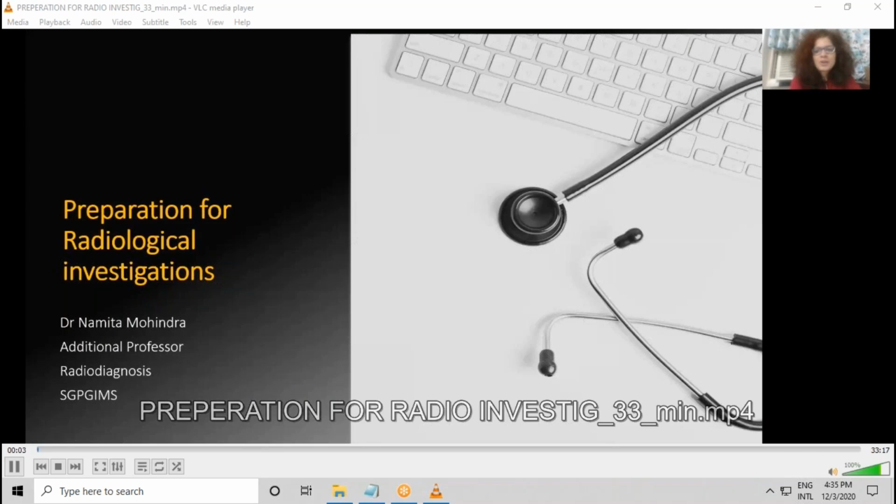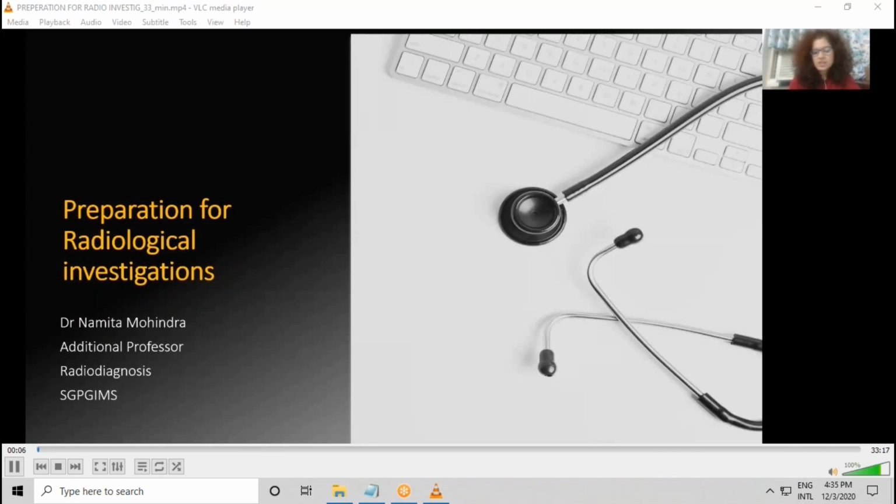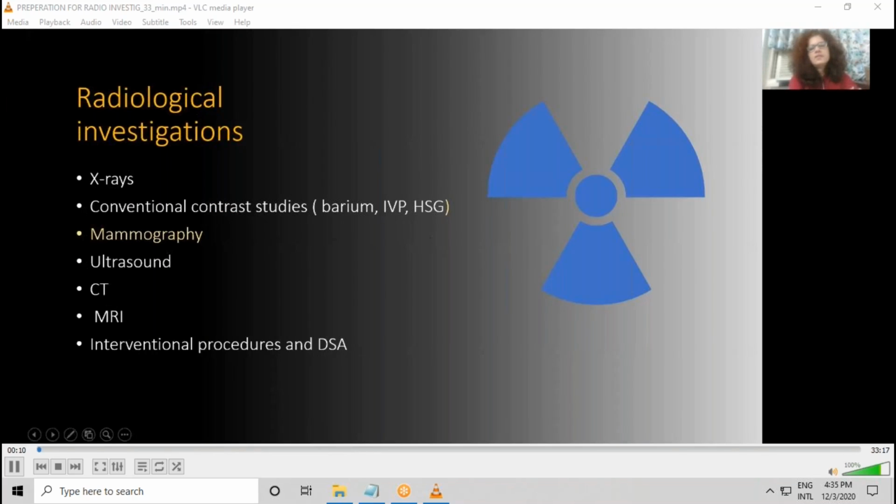We'll be talking about preparation for radiological investigations today. The radiological investigations can be categorized as the diagnostic modalities: X-rays, conventional contrast studies, mammography, ultrasound, CT, and MRI, and we'll be talking about the preparation for these today. Whereas the interventional procedures and the DSA will be covered in a separate talk.